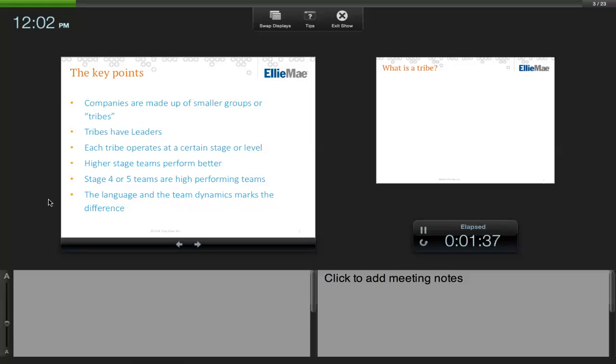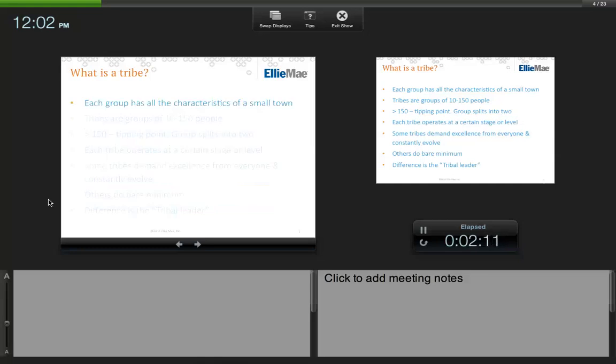The belief is that higher stage teams perform better, and stage 4 or stage 5 teams are what we refer to as high performing teams. That's where we want to get to, and that's what we're trying to build our organizations around. We're going to talk about what builds these stage 4 or 5 teams, and the key difference is that the language of the team dynamics is what makes a team high performing.